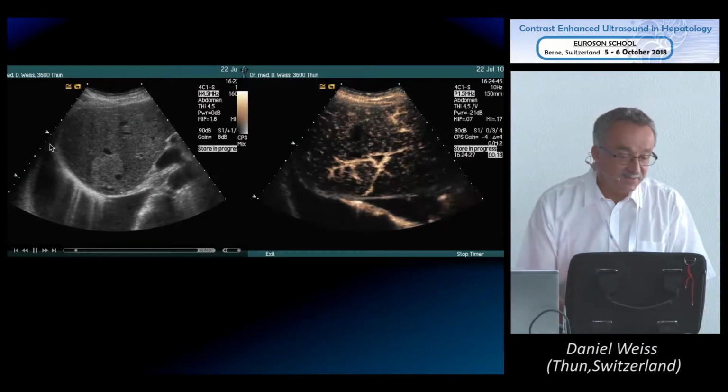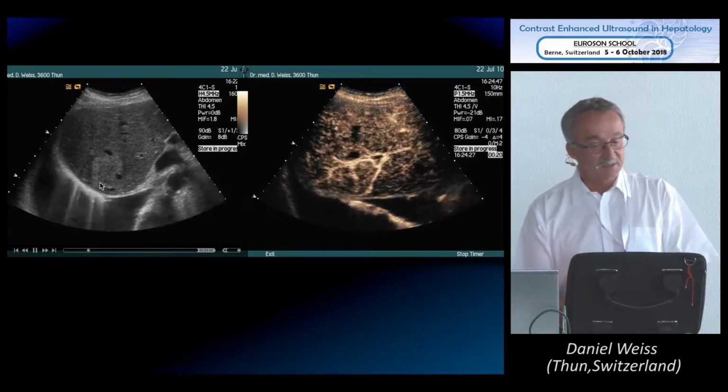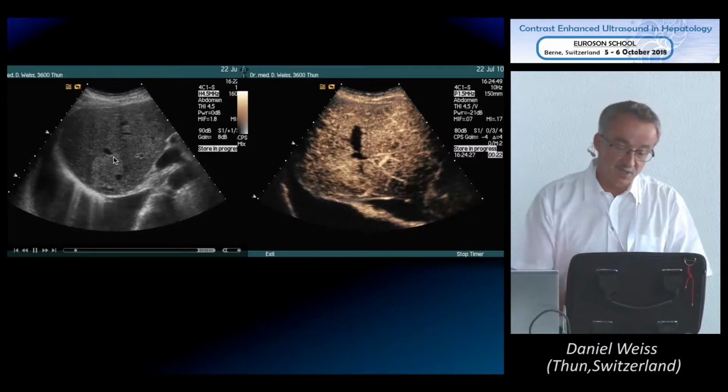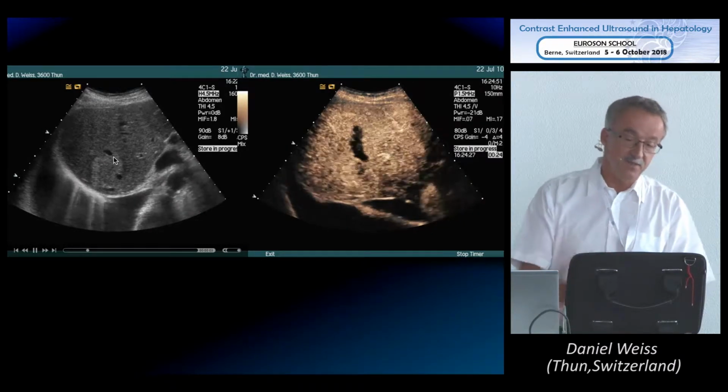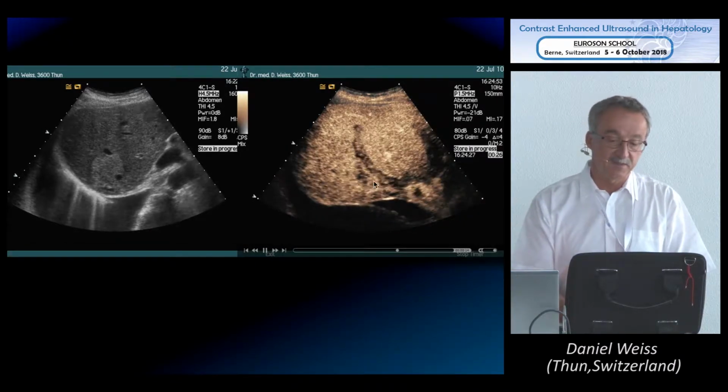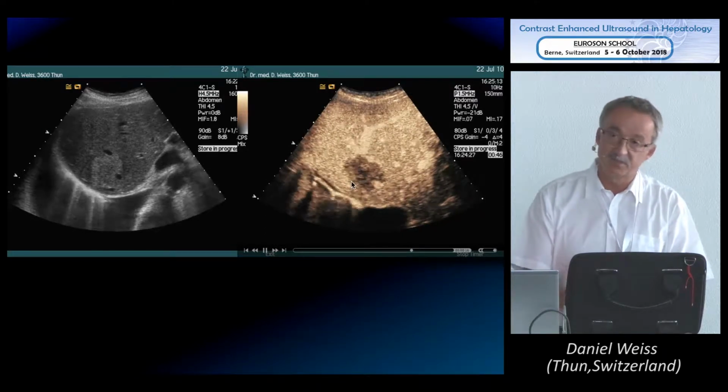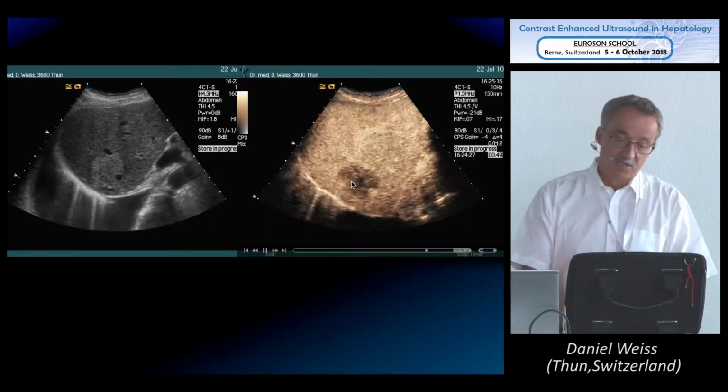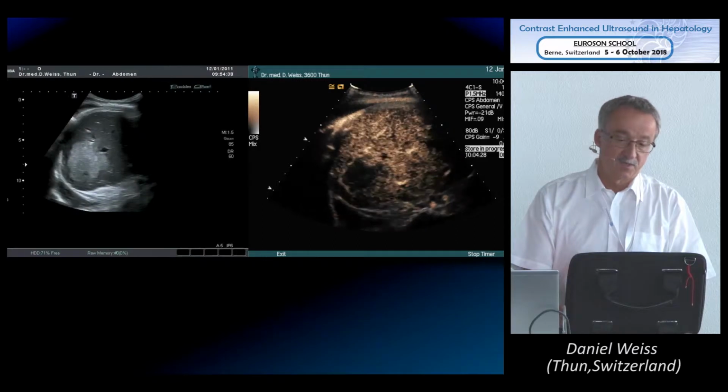And here you see an echo-rich lesion with sharp margins, and you think maybe it's a hemangioma, but you have seen the arterial phase. It's not a hemangioma, it's a washout. It is a metastasis of a colon carcinoma.